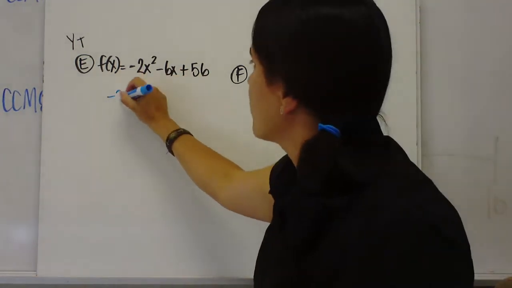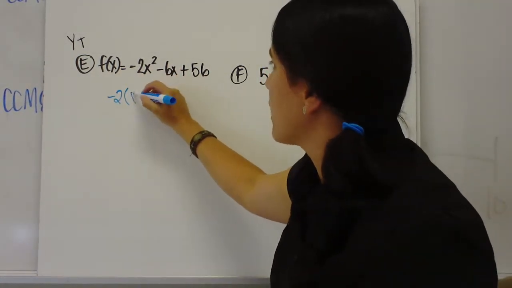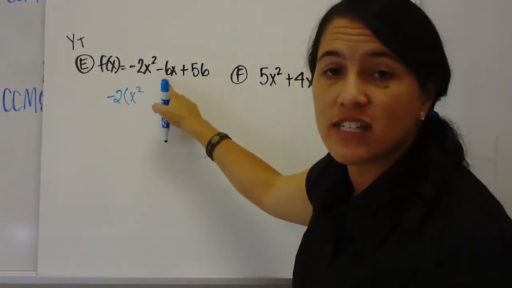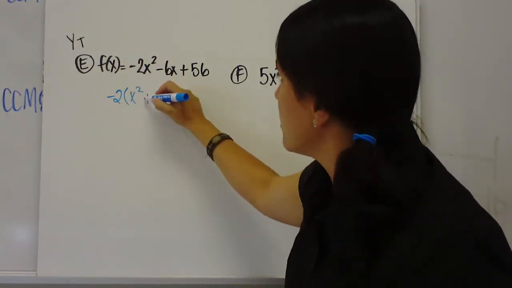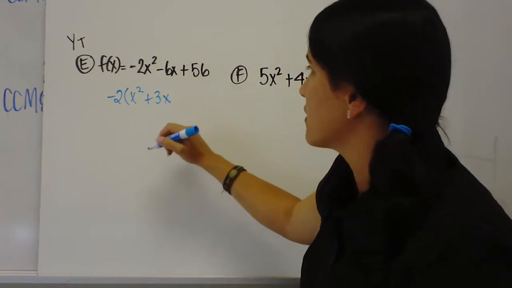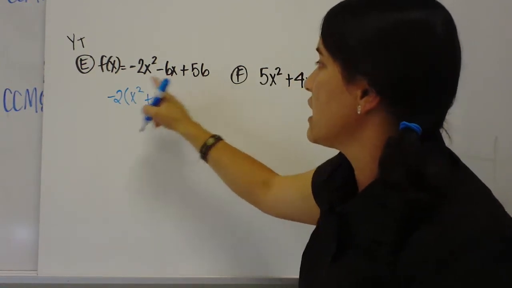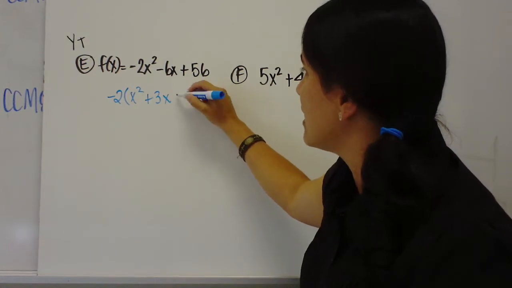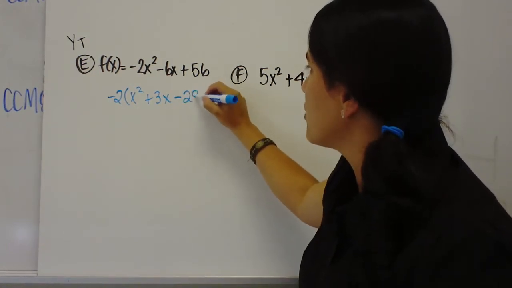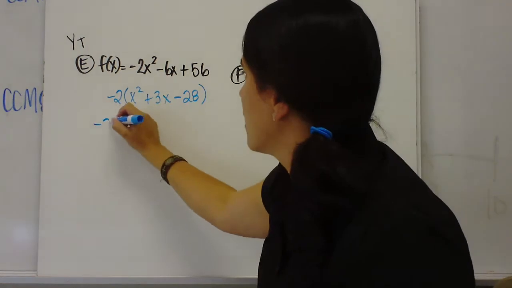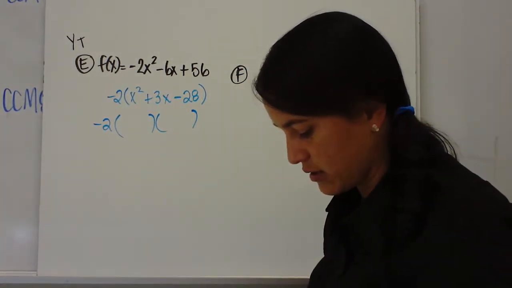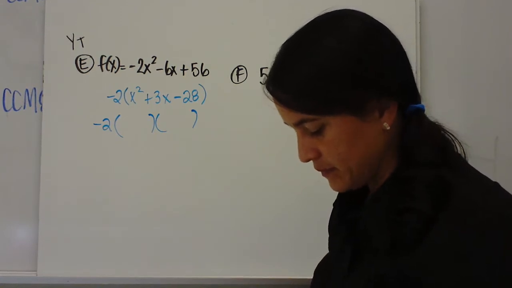All right, so we're going to factor out a negative 2. That gives us x squared. Now this is where it gets confusing. Negative 6 divided by negative 2 is going to be a positive 3x. And 56 divided by negative 2 is going to be a negative, I think 28. Let me double check. Yep.